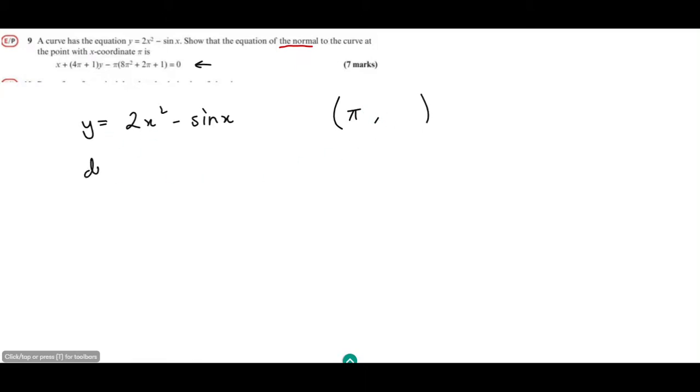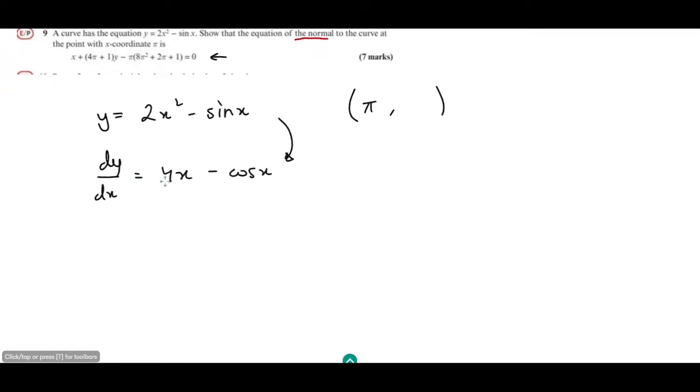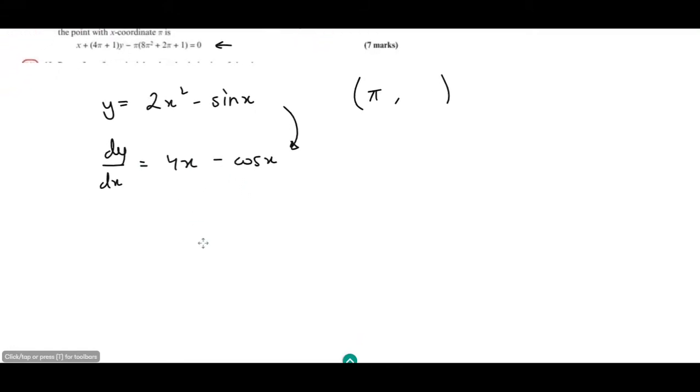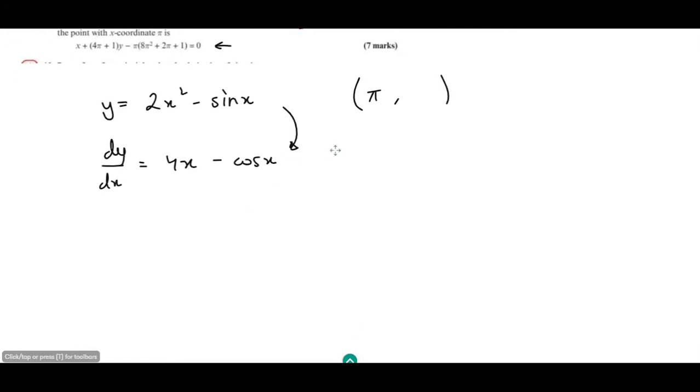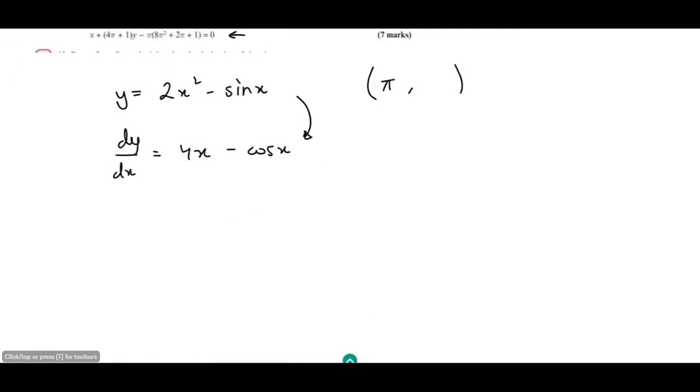Again, this is a differentiation question, so let's start with that. 4x minus cos x. I'm not going to be teaching you how to differentiate. This is just a video on how to approach questions like this. Okay, so we found that the derivative is 4x minus cos x. And a good next step would be to find the gradient of the curve at this point. So let's do that. How would we do something like that? Well, we substitute in this x coordinate, x equals pi, into our derivative.